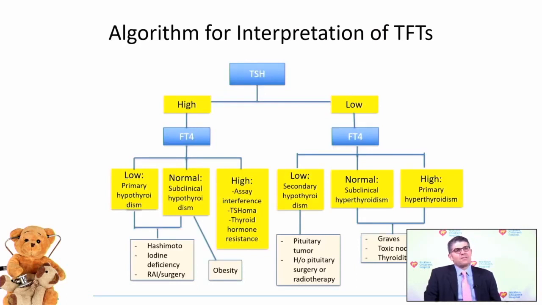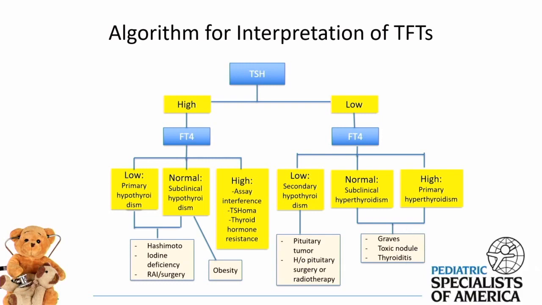Then this is an algorithm for how to interpret the thyroid function tests. If the TSH is high, then you look at the free T4. If the free T4 is low, then the patient has primary hypothyroidism, more likely due to Hashimoto thyroiditis. In other countries, iodine deficiency, or of course, a patient who has had surgery or radioactive iodine due to Graves' disease or other conditions. And this is straightforward.